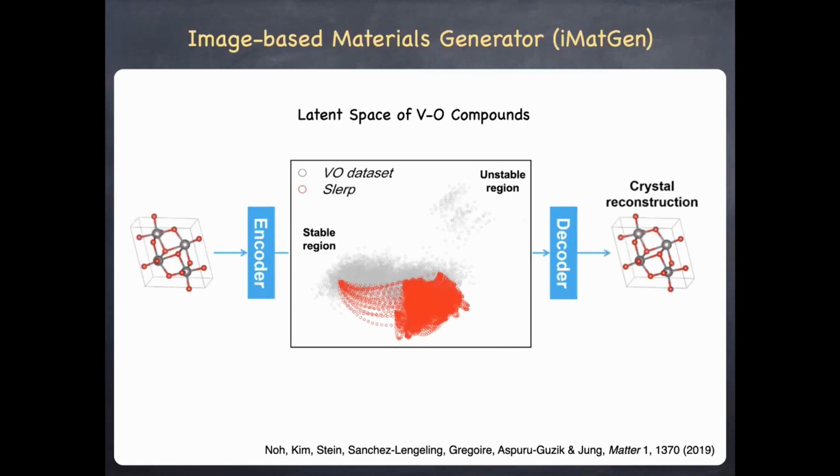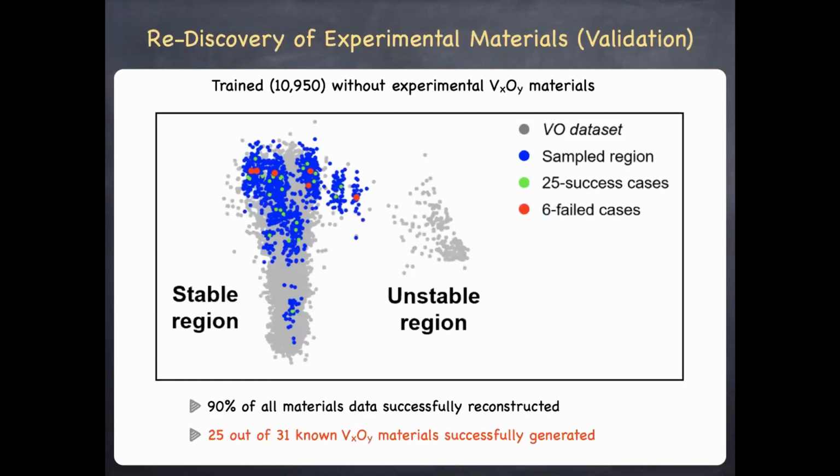And we want to have a solid state version of that, but solid state material is different from molecules because it's periodic. So we had to represent the solid state material in a way that is fully invertible, meaning that once you encode the material, it should also be converted back to the representation, back and forth. In the middle of the slide, I'm showing you the latent space of solid state vanadium oxide compounds. Each dot is a material, and this is the latent space.